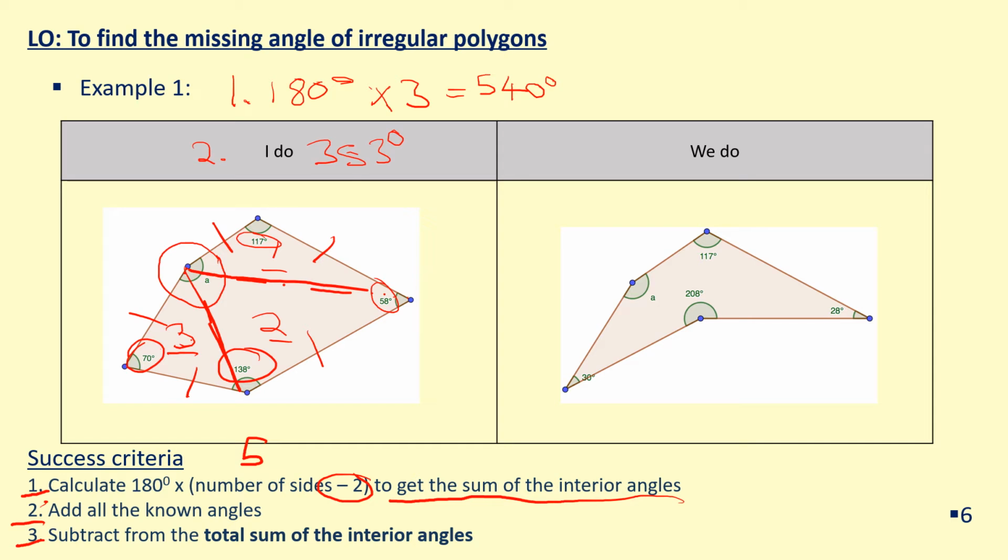So all we do is that 540 that we worked out in step 1, we subtract the angles that we know, which we've just worked out in step 2, and that leaves us with 157 degrees, which, you've probably guessed it, is the A, the other interior angle for this irregular polygon.